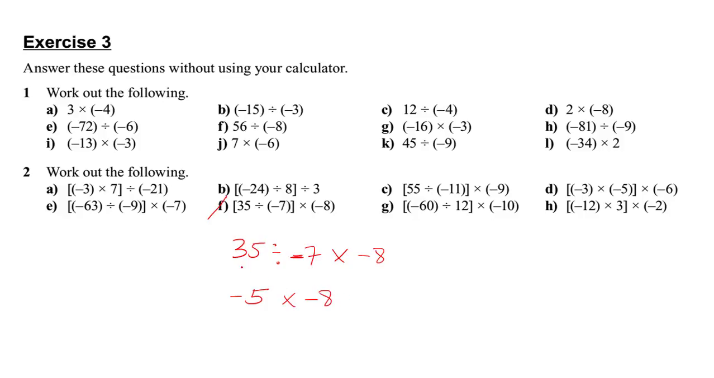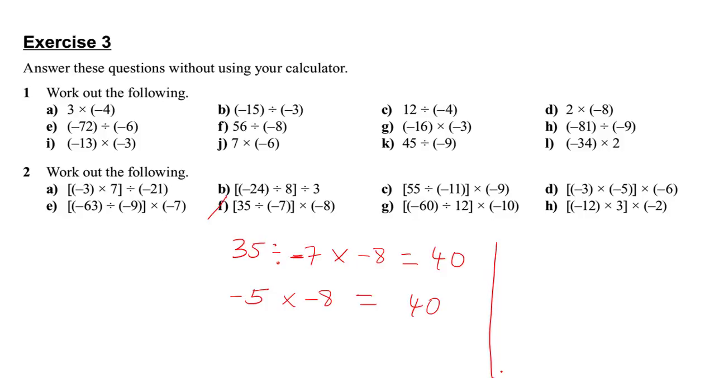Now, this 35 divided by negative 7 is negative 5. Now we're going to times it by negative 8. And the answer here is not negative 40, but actually positive 40, because negative times negative is positive. So the answer is going to be 40 there.